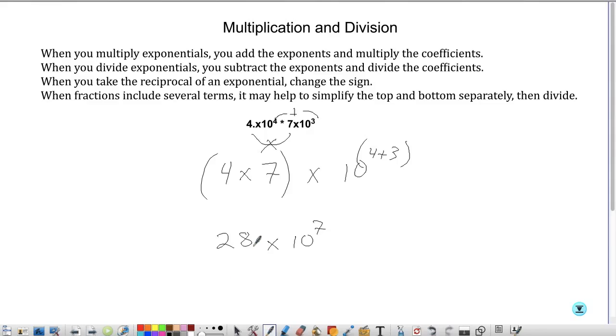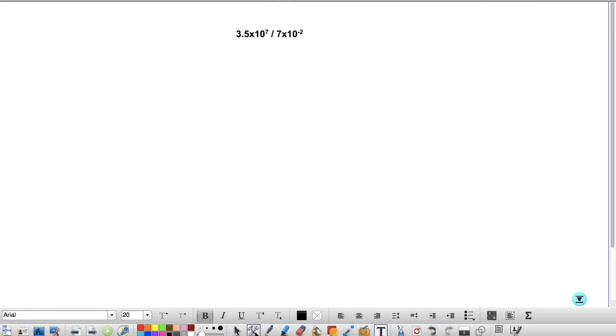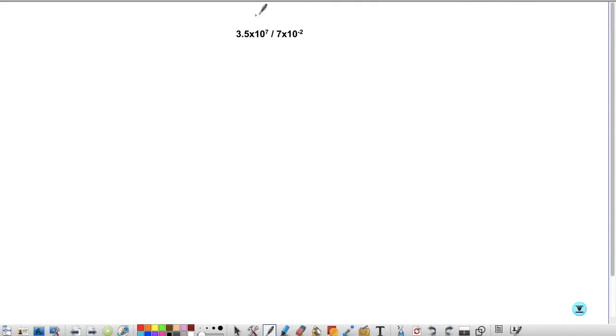Now the 28 is not in correct scientific notation, so I'm going to need to adjust that. I have to make that a smaller number, which means the power has to go up. So it's 2.8 times 10 to the 8. And that is a simple calculation using multiplication. Now here's a sample division problem. 3.5 times 10 to the 7th divided by 7 times 10 to the minus 2. Now remember, with division, you're going to subtract the powers and divide the coefficients.